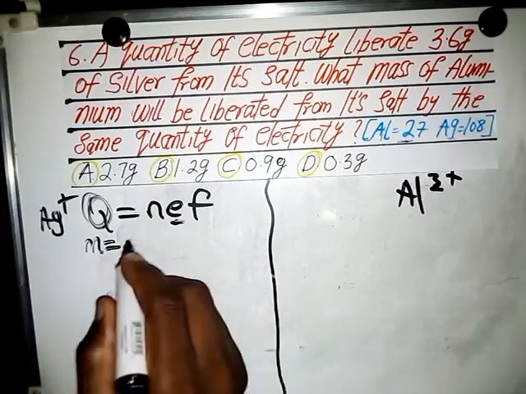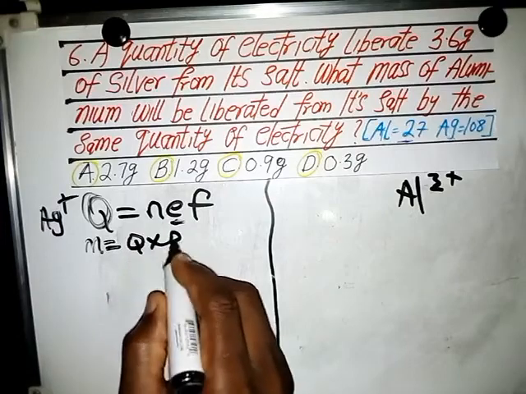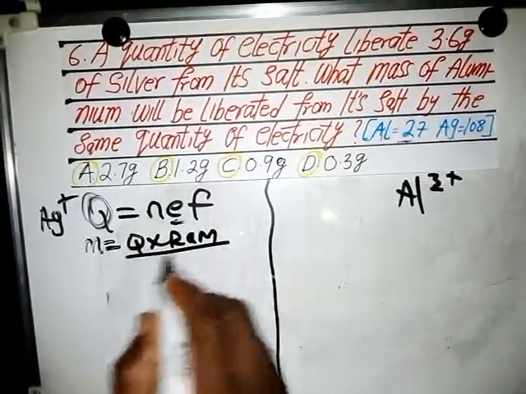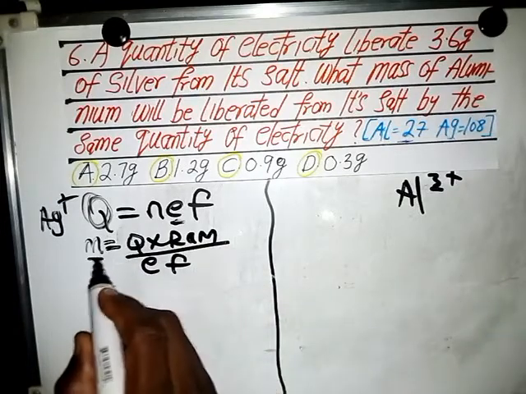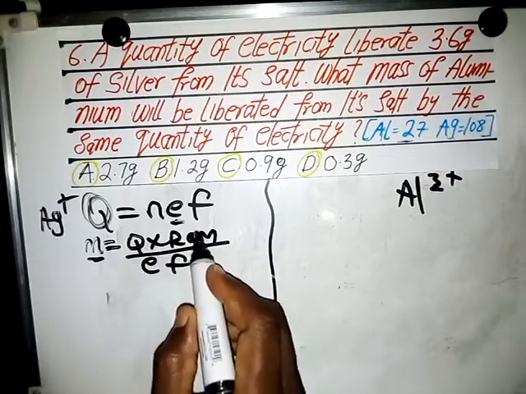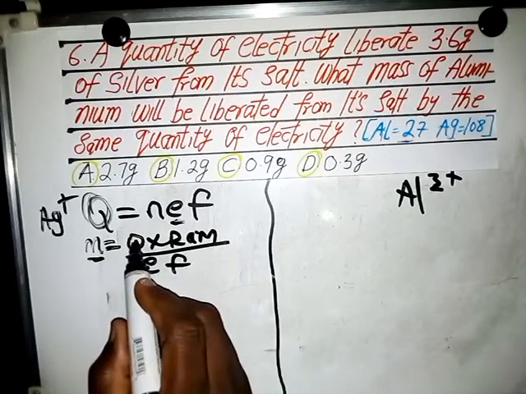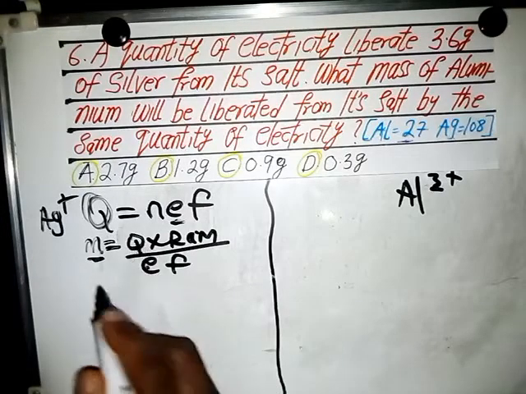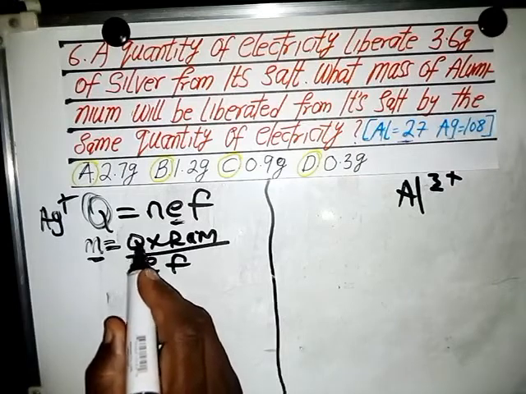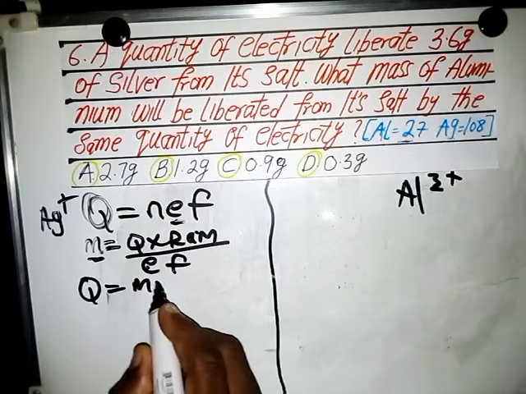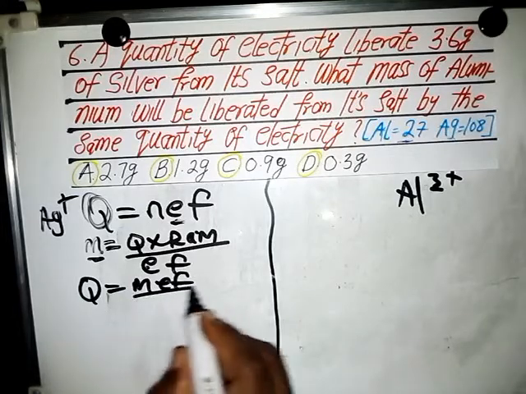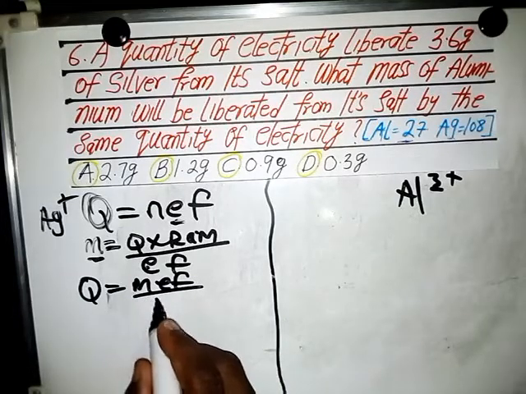M equals Q times RAM over EF. So we know the mass. We are calculating for the quantity of electricity, so I just make Q the subject of the formula. Q will now be MEF over RAM.